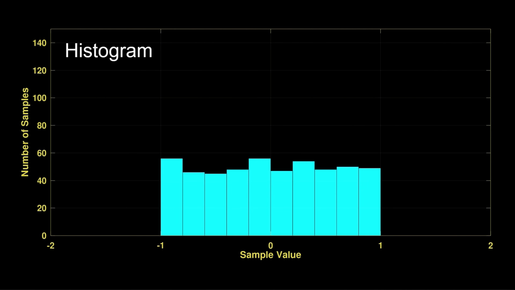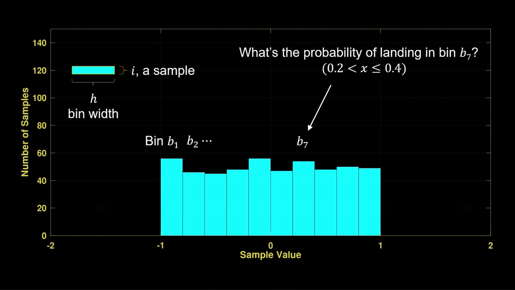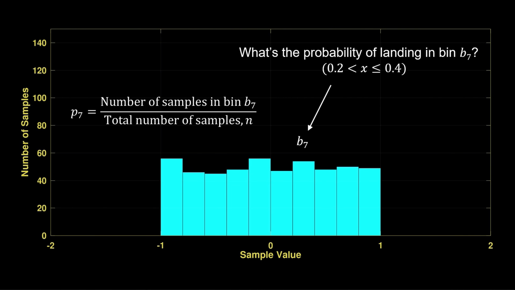This diagram is called a histogram. It's comprised of a bunch of little rectangles. The height of each one is a single sample, and the width represents the size of the bin. So again, we ask, how can we estimate the probability of a sample falling into the bin between 0.2 and 0.4? Well, it's again how many times the event occurred divided by the total number of samples. As an estimate, we'll call this probability P7, corresponding to the bin number.